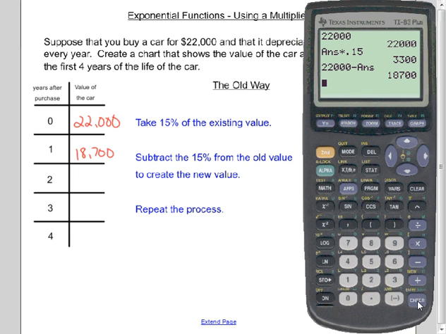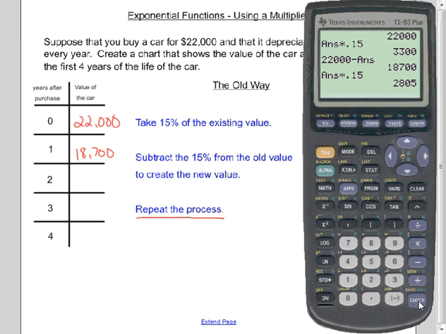Well, now I'm going to do this repeat the process part, which means I'm going to multiply that by 0.15 to take 15%. Okay? And then I see that's going to be a smaller number now because it's 15% of a smaller number. But the value of the car after 1 year was 18,700 minus the previous answer, 2,805, giving me 15,895.